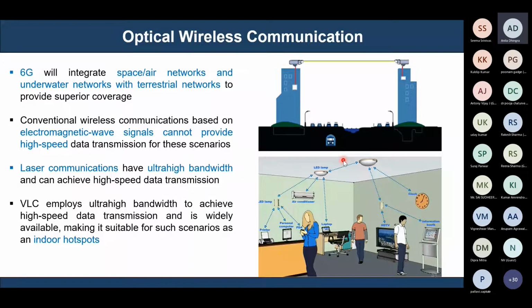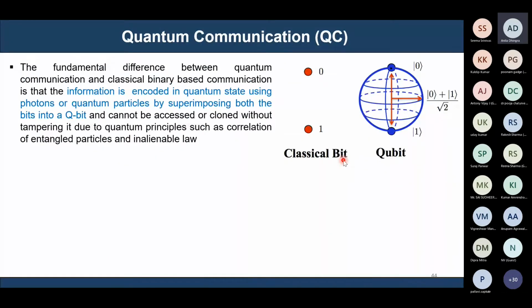Now one more research field is quantum communication. What we have used so far are traditional bits like 0 and 1, transmitted separately as classical bits. Whereas in quantum communication, people are targeting information encoded in quantum states by a superposition of both bits, which are called qubits. So instead of transmitting 0 and 1 together, we generate the photon or quantum state such that it is the superposition of both the bits.